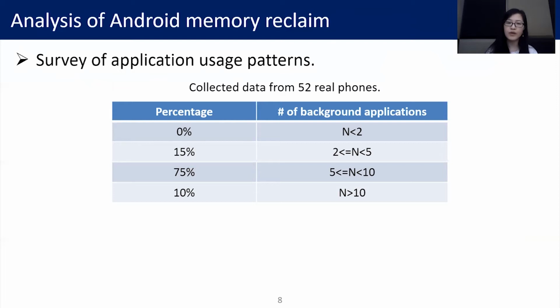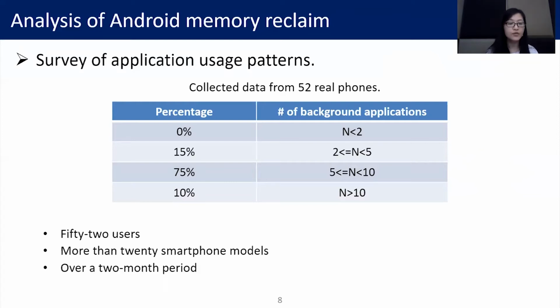We want to evaluate how these two factors performed on real mobile devices. Thus, we run a monitor application on 52 mobile devices to collect the background application usage information. The survey uses more than 20 smartphone models over a 2 month period. The monitor application is on our GitHub. You can download it if you are interested.